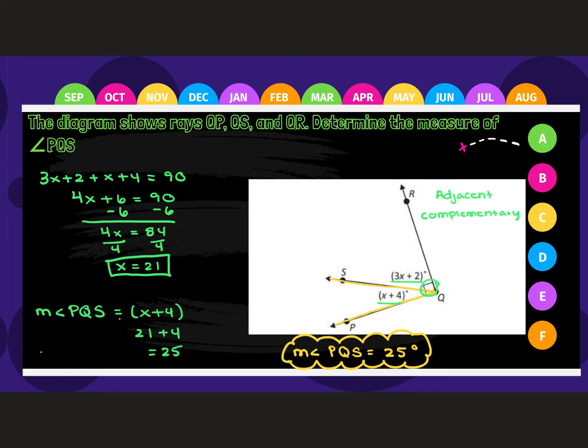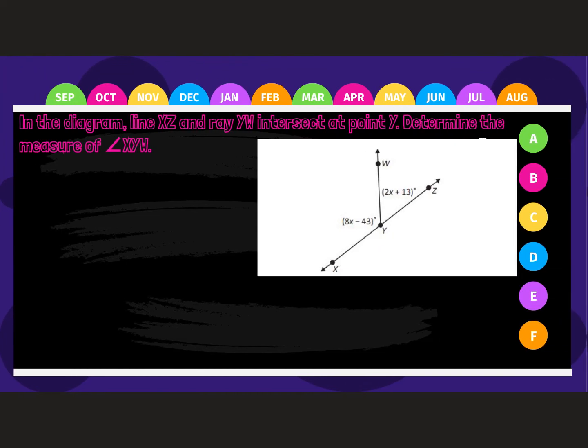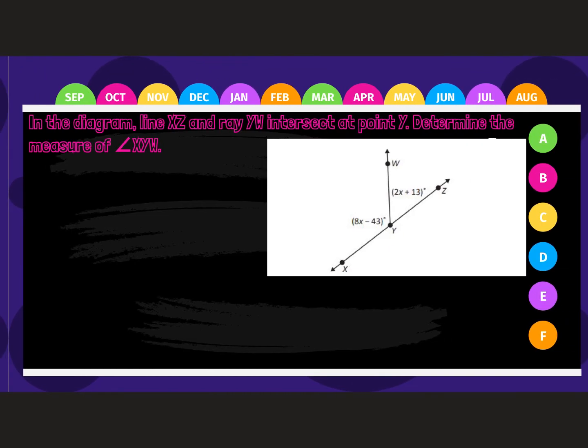Now let's take a look at another example. It says in the diagram, line XZ and ray YW intersect at the point Y. Determine the measure of XYW. So that's our ending result, what we want to determine.